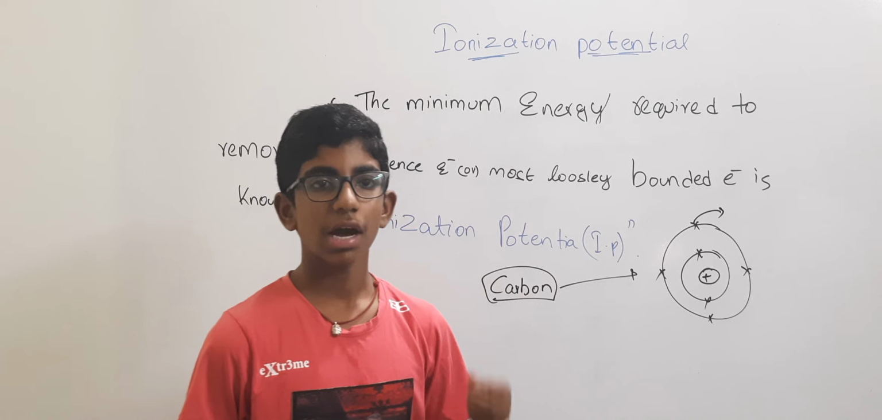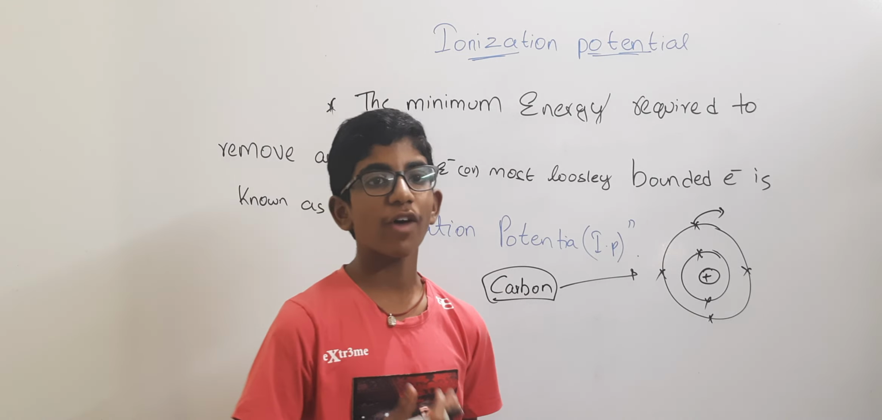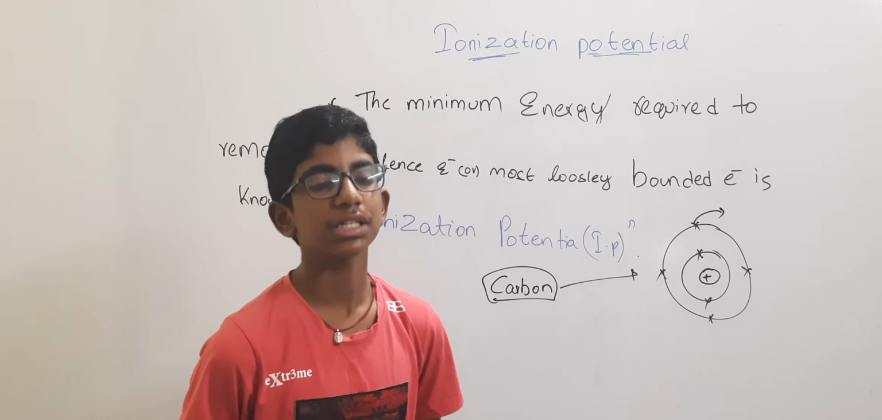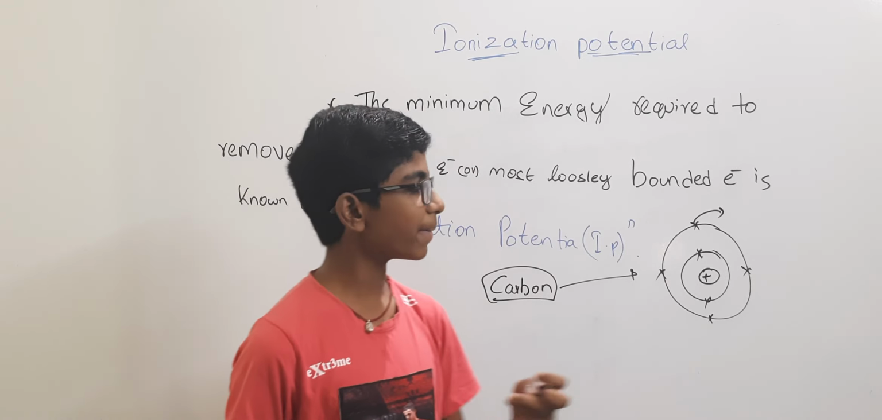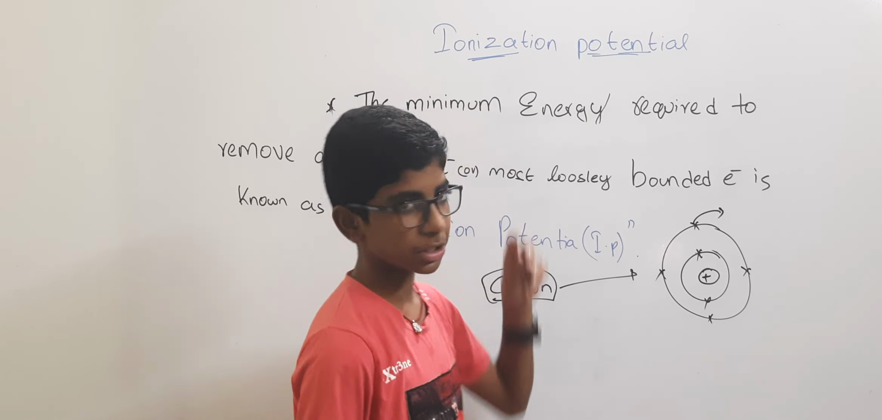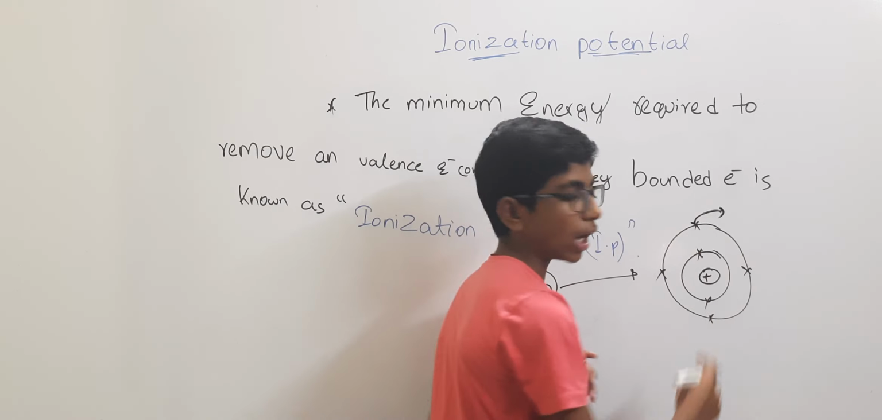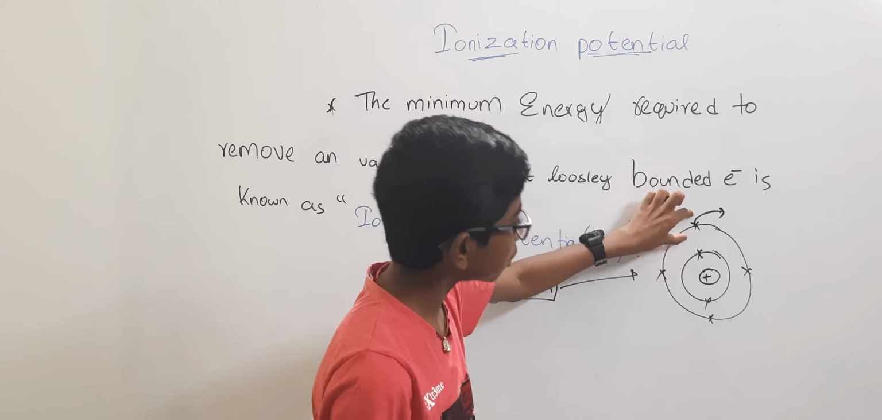First we have to discuss the types of ionization potential energy: first ionization energy, second ionization energy, third ionization energy. These are the types of ionization potential energies. This is the most loosely bound electron in the carbon atom, and we need energy to remove it.